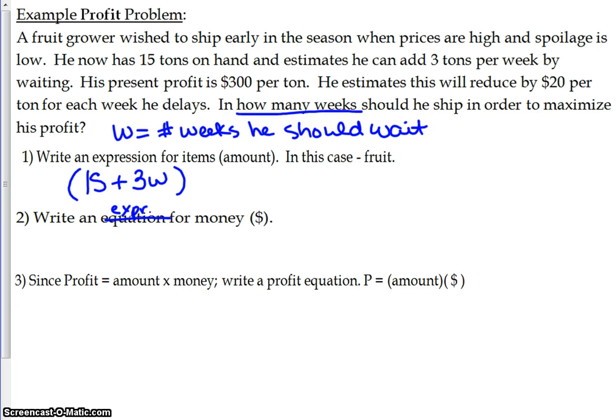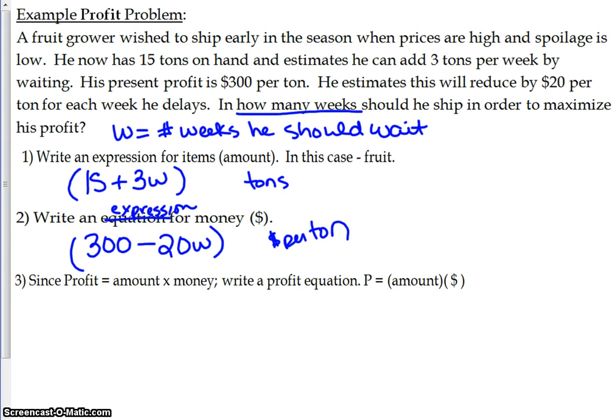Write an expression for money. Well, right now his price per ton is $300 per ton. And that price is going to go down $20 per ton for every week he waits. So this is the tons, and this is the price per ton. And our profit is the price per ton times the number of tons.